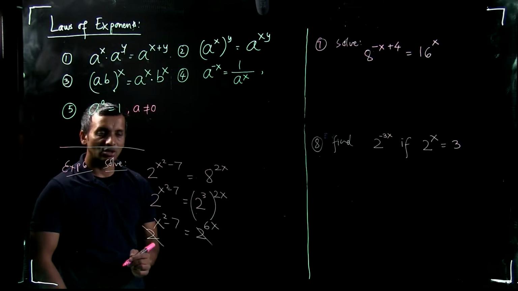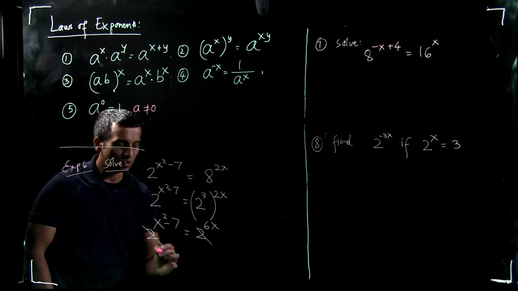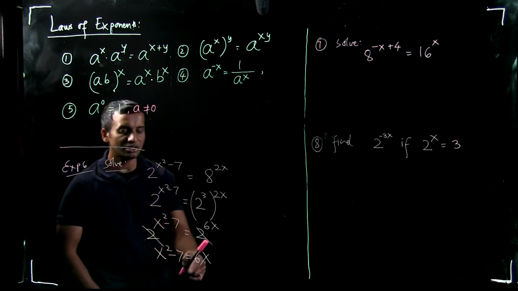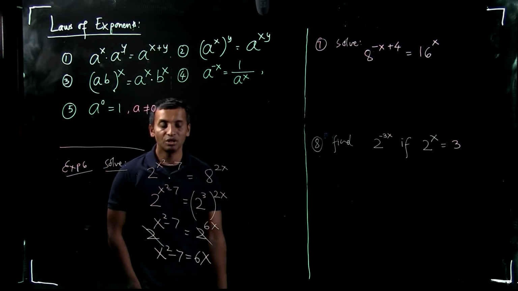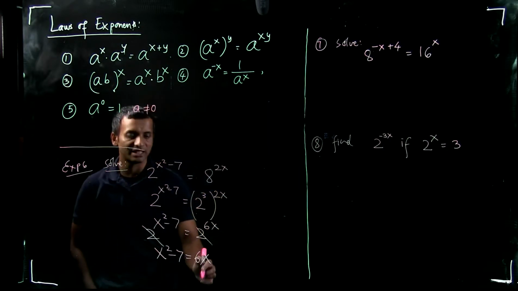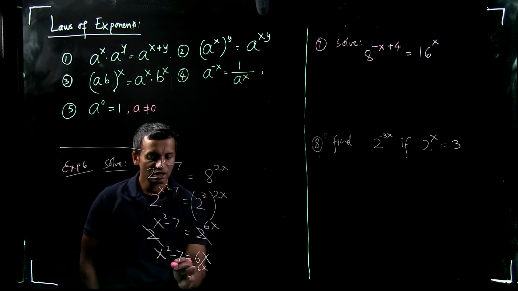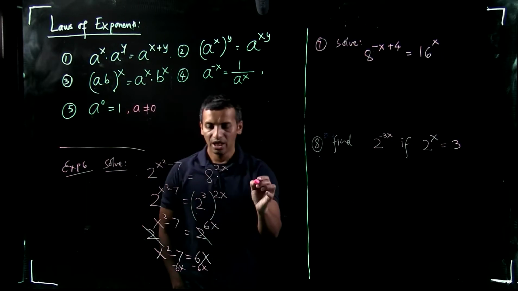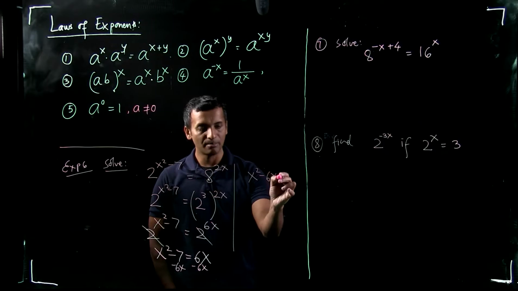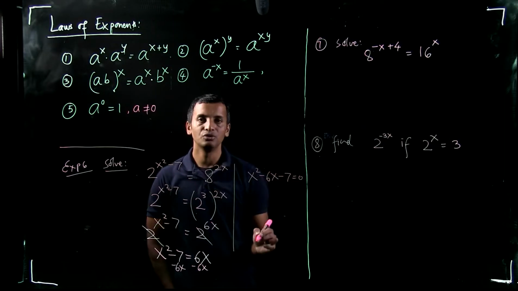So what do you get? You basically cancel those bases. So you get x squared minus 7 equals 6x. So this is a quadratic equation, right? In a quadratic equation, the idea is you want to make the right hand side 0. So you subtract 6x from both sides. What do you get? You get x squared minus 6x minus 7 equals 0.